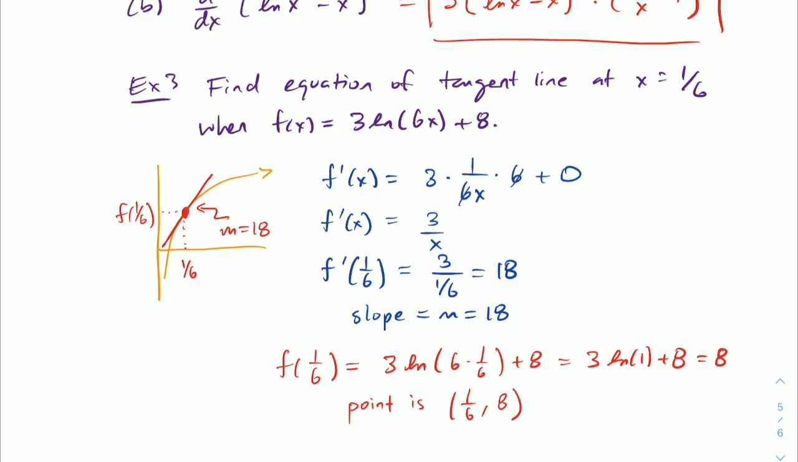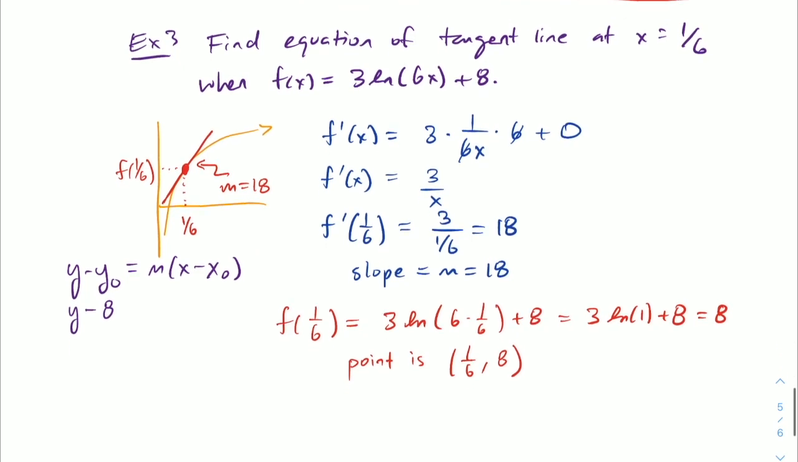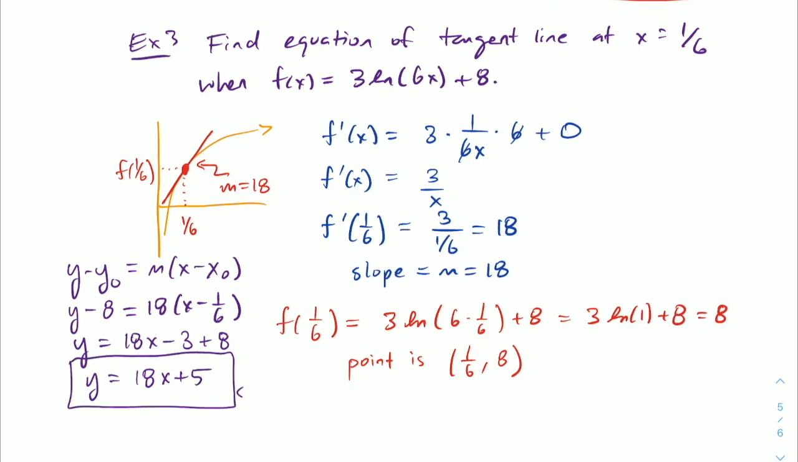Okay, so now we have a slope and a point. We can use the point-slope form of the line, which I'll write over here, and put those numbers in. So we'll have y minus 8 equals 18 times (x minus 1/6). So if we solve for y, we get y equals 18x. 18 times 1/6 is 3, so minus 3, plus that 8 from the left-hand side, which gives me y equals 18x plus 5. So that is our tangent line.